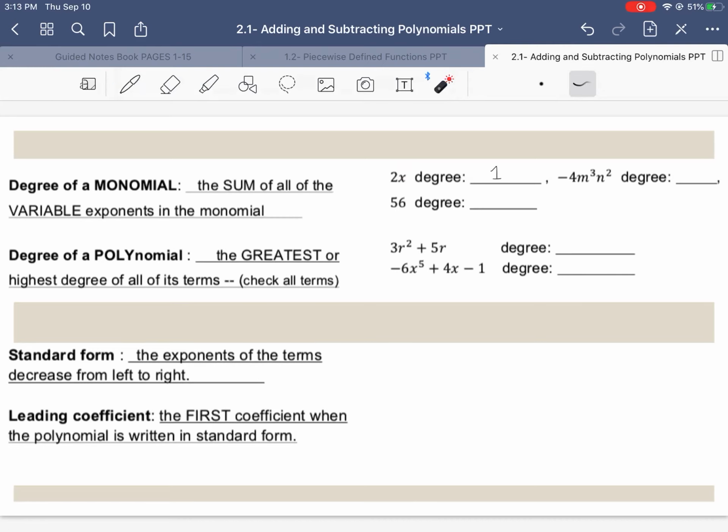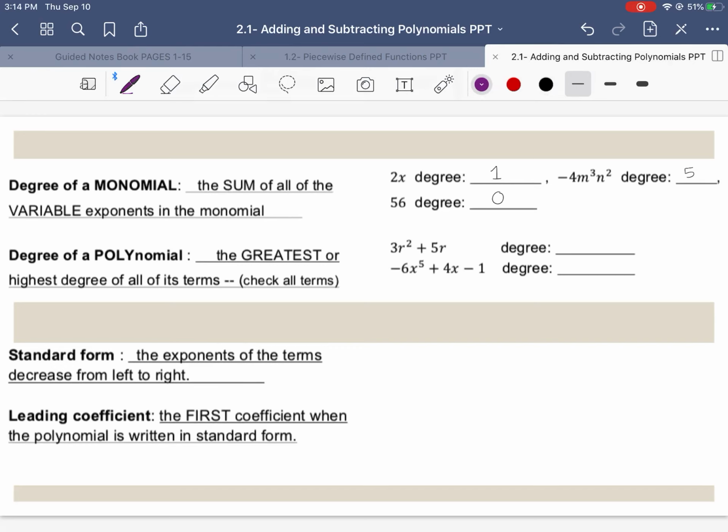If we look off to the right, we have negative 4m to the third n squared. There's 3 m's here and 2 n's, so total there's 5 variables where we take that sum, and the degree of that term is 5. Okay, then looking down at the 56, this doesn't have any variables, so its degree can be 0.